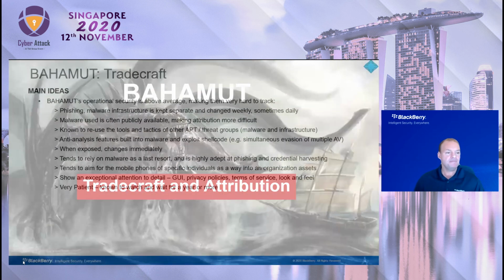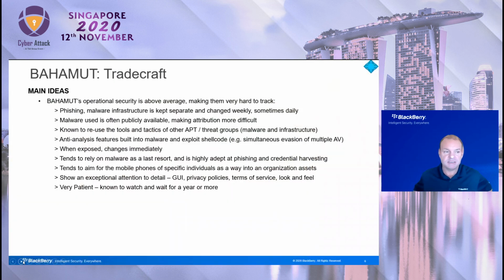Their operational security is above average. They are very, very hard to track down. This is a very well organized hack-for-hire group. The phishing and malware infrastructure is kept separate at all times. It changes incredibly frequently. If they get found out, they will drop domains and change IP addressing very quickly. They watch their campaigns carefully, and they're very agile in the way they manage themselves.